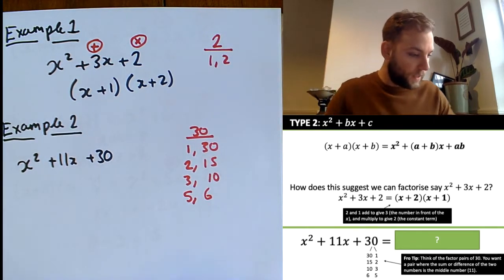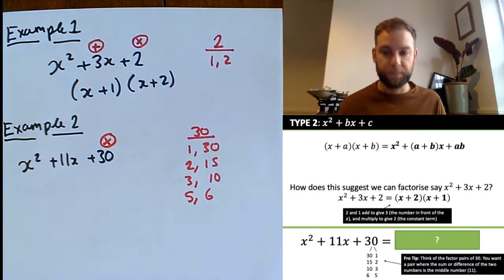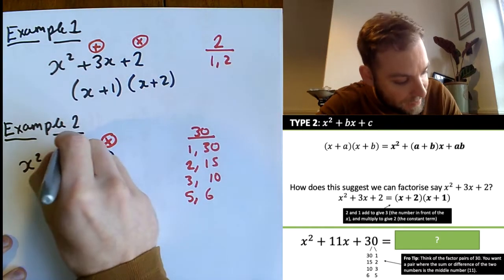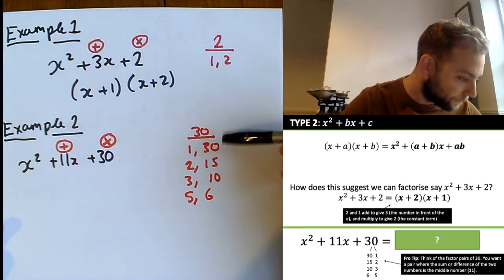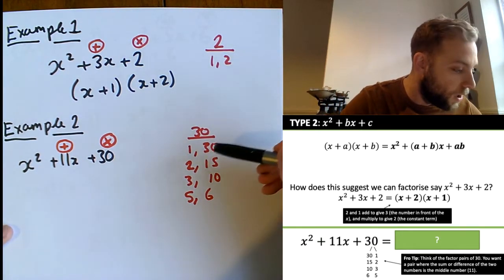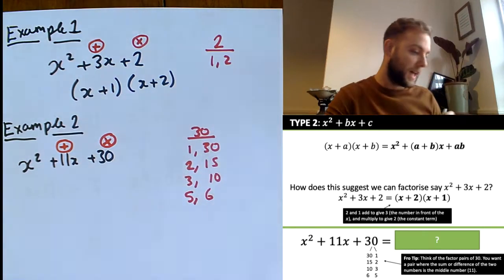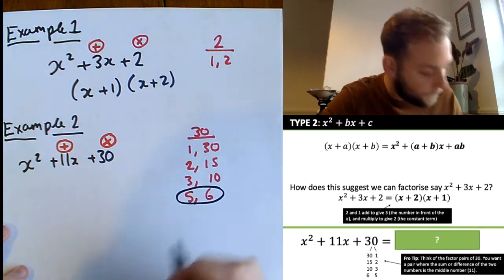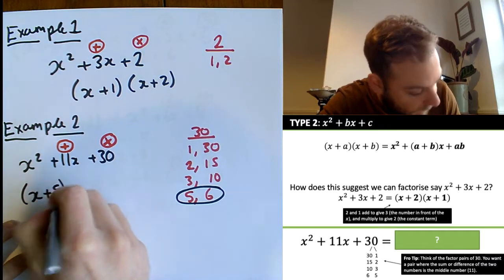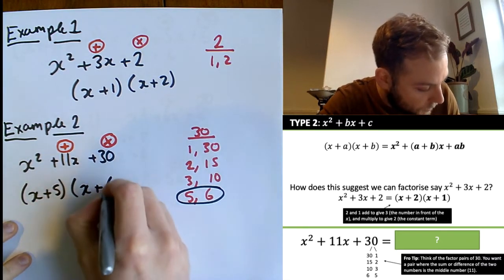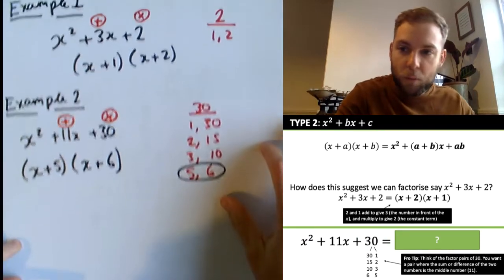So these are all the numbers that times together to make 30. But I also need a pair of numbers that add together to make 11. So let's have a look down here. Which ones of these add together to make 11? 30 plus 1 is 31, so no. 15 plus 2, no. 3 plus 10, no. So it's going to be 5 and 6. So it's going to be x plus 5 and x plus 6, like so. Brilliant.